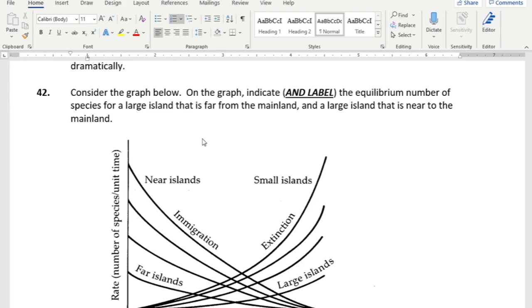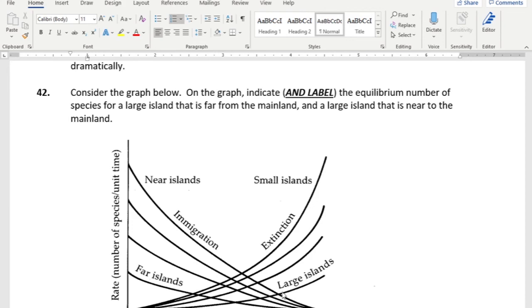For a large island that is far from the mainland, so we want a large island that is far from the mainland, that's going to be down here, right, large island far from the mainland. That's going to be closer to the mainland as we go up like that. So large island, far from the mainland. Equilibrium number of species for a large island that is far from the mainland and a large island that is near to the mainland.